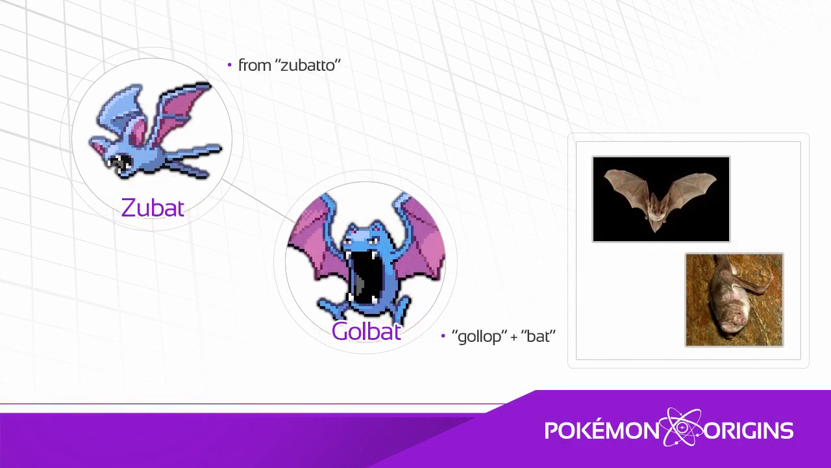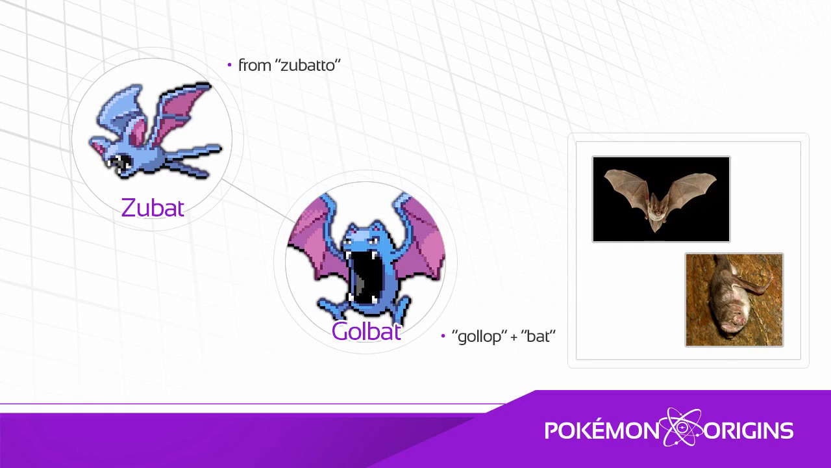Zubat's name comes from Zubato, which is the onomatopoeia for when an edge tool forcibly pierces something, so like fangs going into skin. Golbat, obviously similar but different, based on a combination of Golop and Bat, so Golop being the fact that it's a huge mouth and Bat being the fact that they are bats. In terms of the basis, bats, very obvious there, not too much more detail needed.